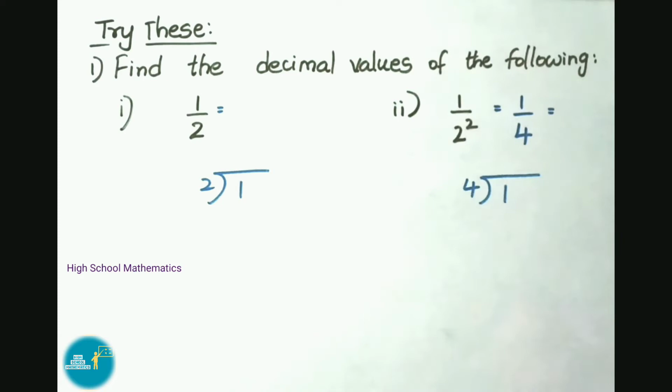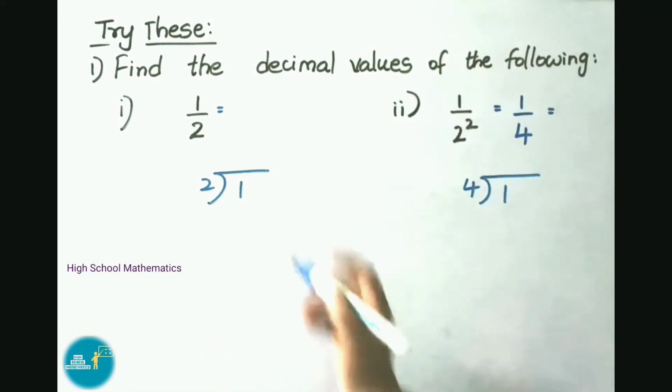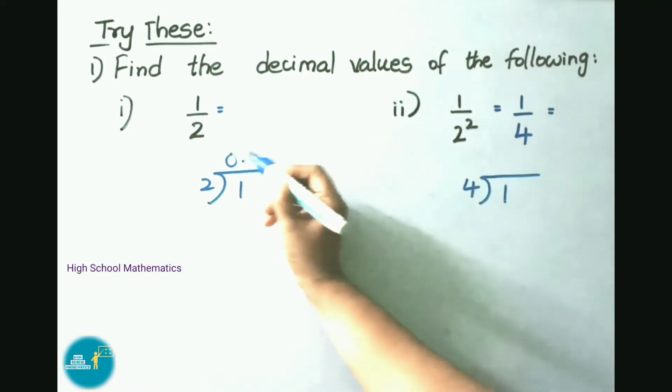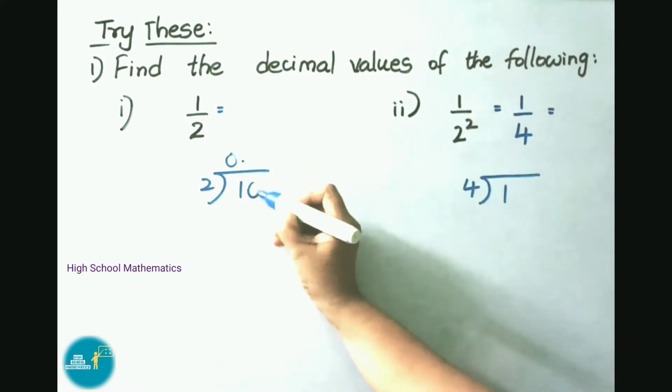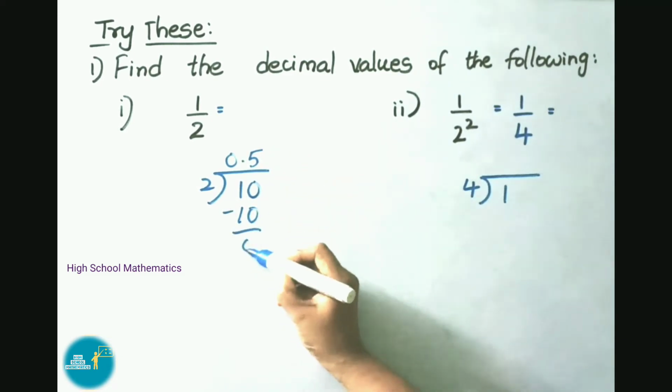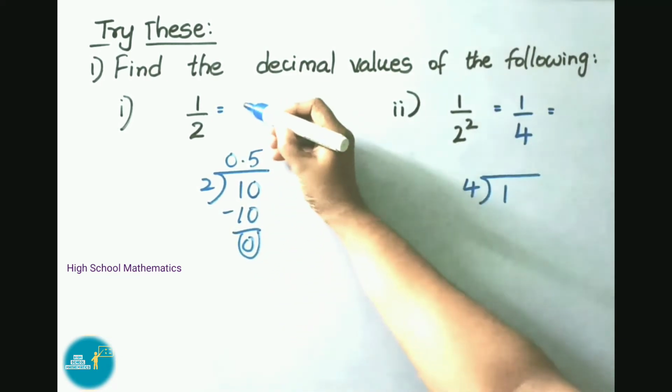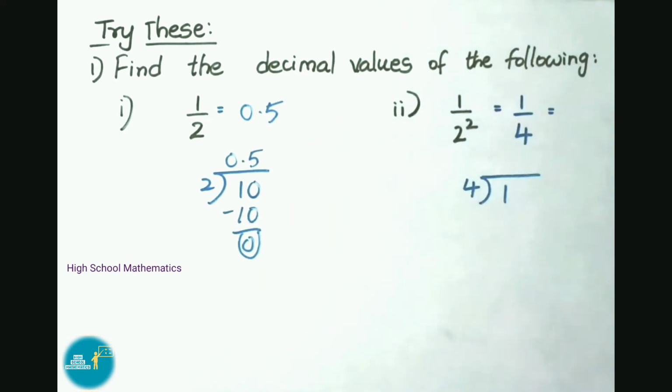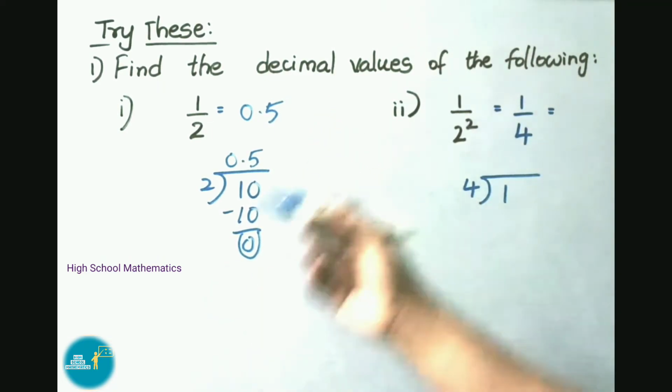See now, try these first sum. Find the decimal values of the following. See the first one, 1 by 2. That means we have to divide 1 by 2. Here 1 is less than 2. So write down 0 point in the quotient and add a 0 here. 2 table, 5 times 10. So 10 minus 10, 0 is the remainder. So our answer is 0.5. 1 by 2 in decimal form is 0.5.